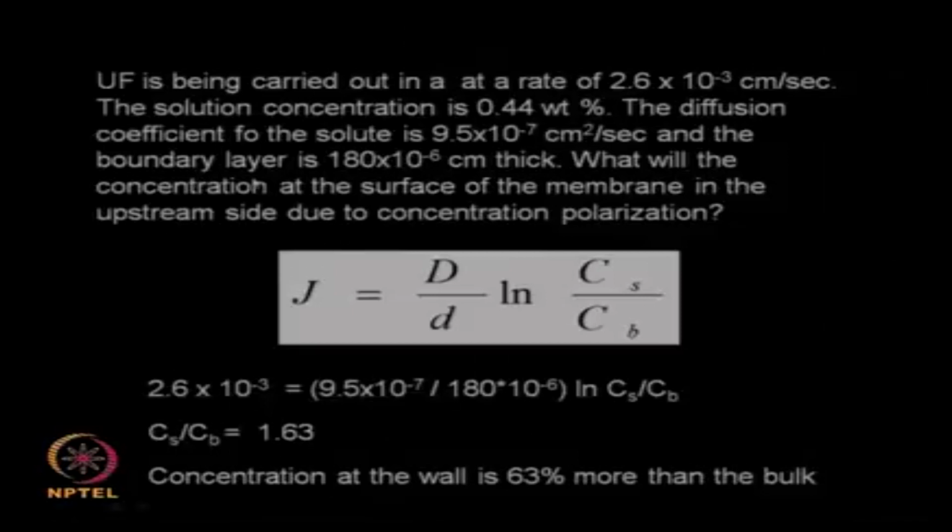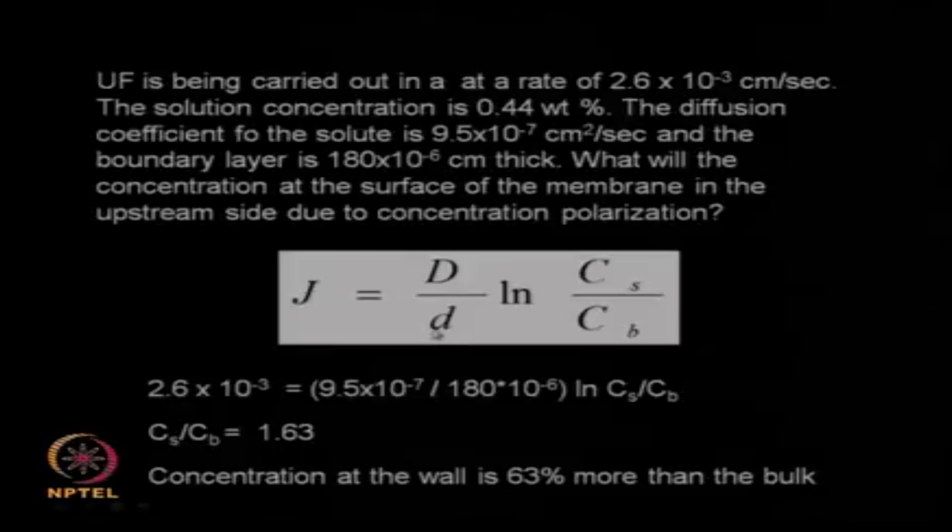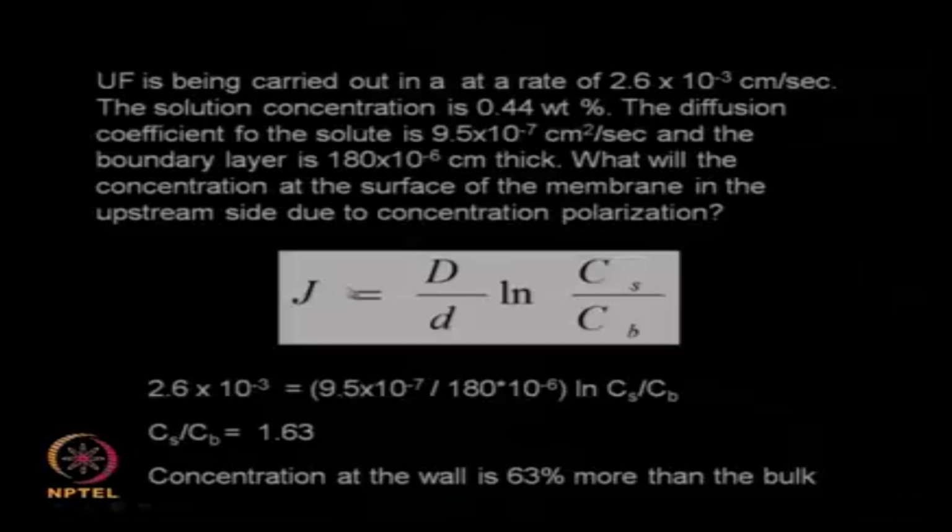Now if your boundary layer thickness is very small, it comes in the denominator. So if this becomes small, your rate will pick up. So that is our main goal, to decrease the boundary layer. Conversely, if you can increase the diffusion coefficient, then also your J can be made much larger.